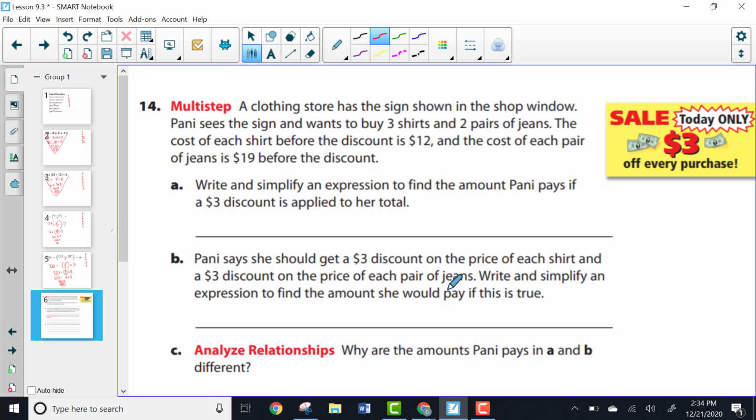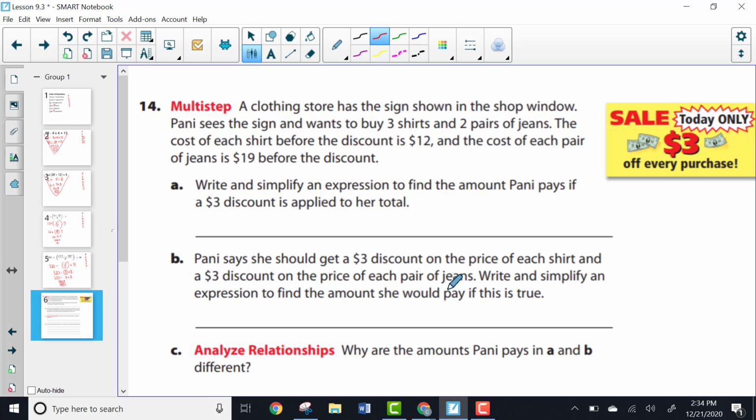All right, so let's take a look at a problem right out of our Go Math book. This is a multi-step problem. It says a clothing store has the sign shown in the shop window. Penny sees the sign and wants to buy 3 shirts and 2 pairs of jeans. The cost of each shirt before the discount is $12, and the cost of each pair of jeans is $19 before the discount. It's telling us to write and simplify an expression to find the amount Penny pays if a $3 discount is applied to her total.